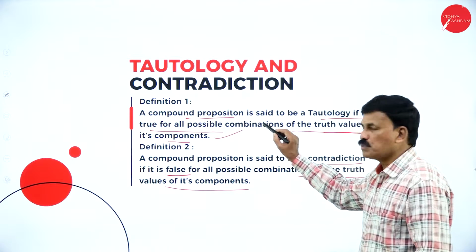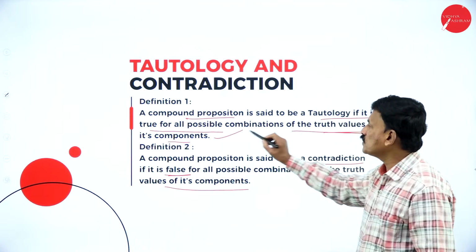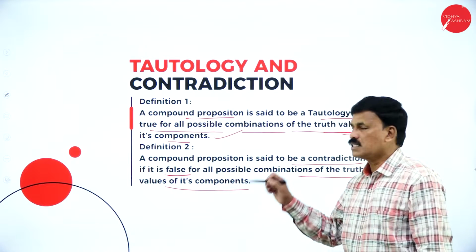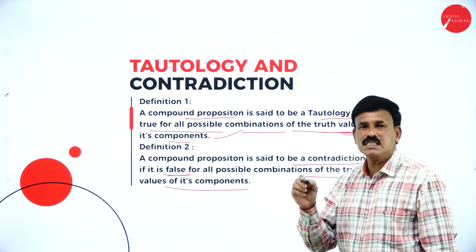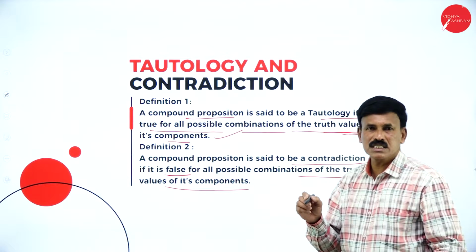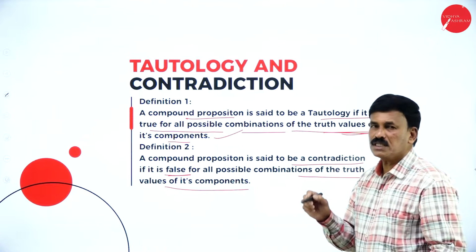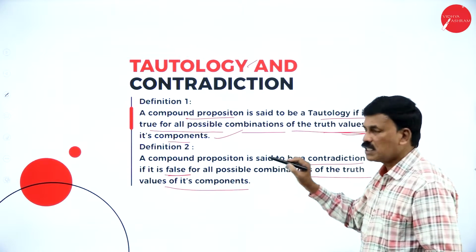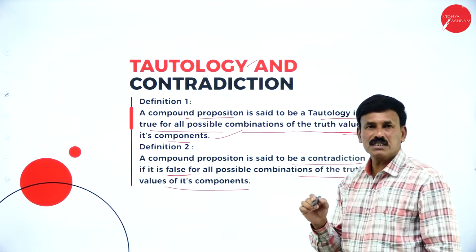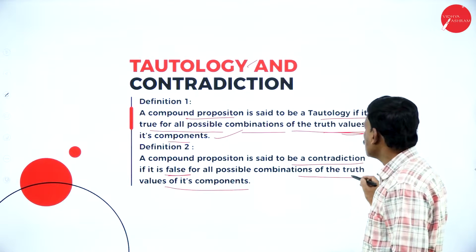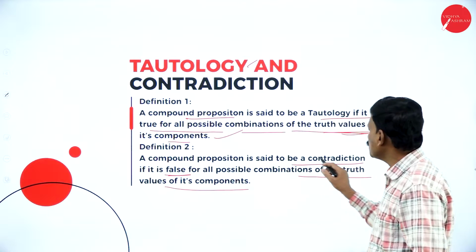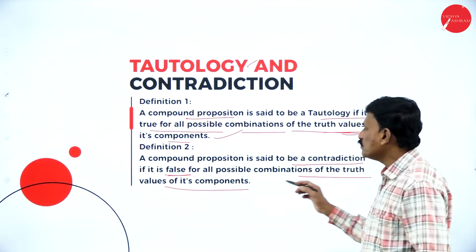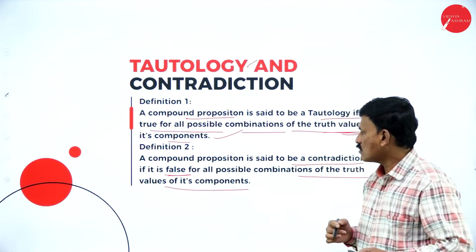A compound proposition is said to be a tautology if it is true for all possible combinations of the truth values of its components. That is, if we get all the truth values as T in the last column, then the compound proposition is called a tautology. And if we get all the truth values as F in the last column, then it is called a contradiction. A compound proposition is said to be a contradiction if it is false for all possible combinations of the truth values of its components.